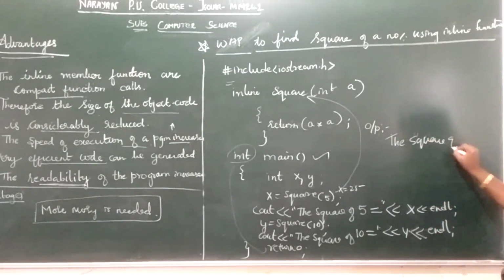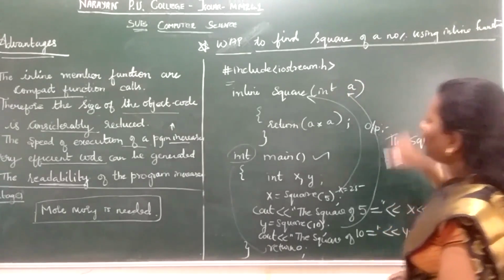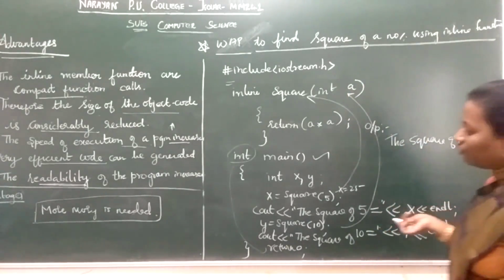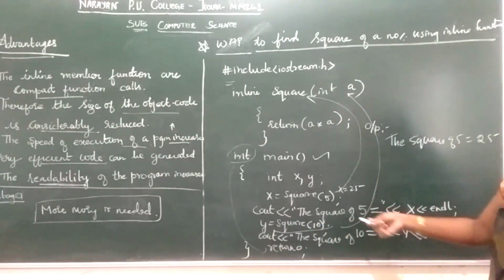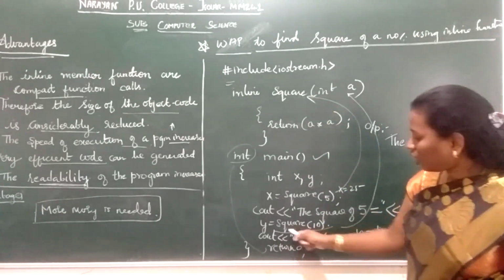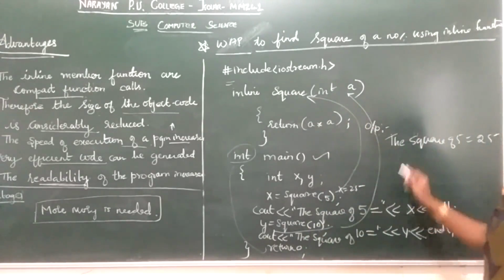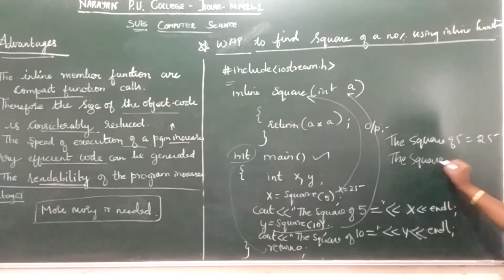The square of 5 is equal to 25. Next, y is equal to square of 10. See, n number of times if you want to call the inline function, whenever you call the inline function, the function call is replaced by the body of the function. What is my function call here? Square of 10. So what is getting replaced? The body of the function, square of 10.